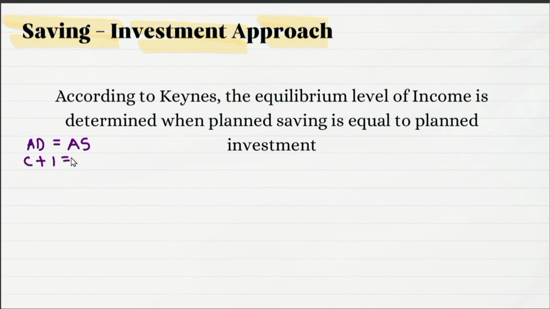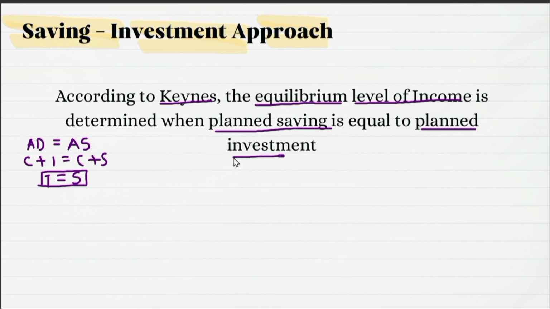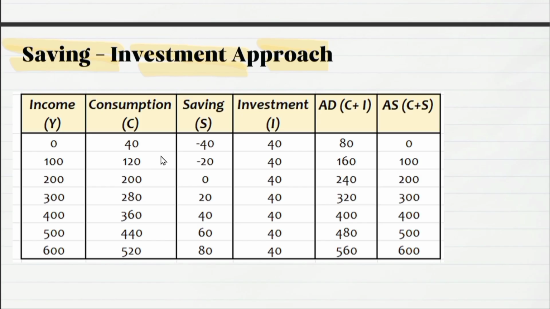And from there we know that whenever AD is equal to AS, it means that investment is also equal to saving. Now, according to Keynes, the equilibrium level of income is determined when planned saving is equal to planned investment. So let's look at the example. This is the same example which we used in the previous video.